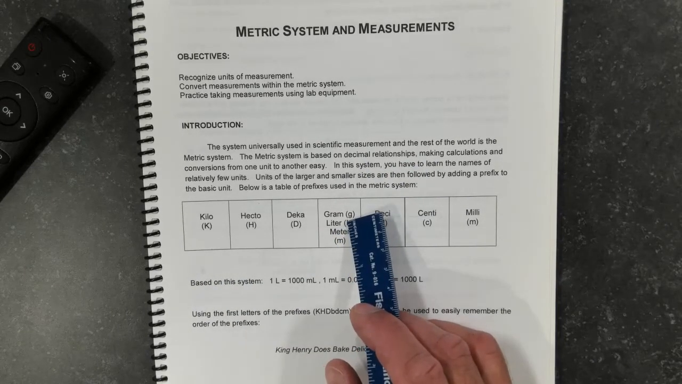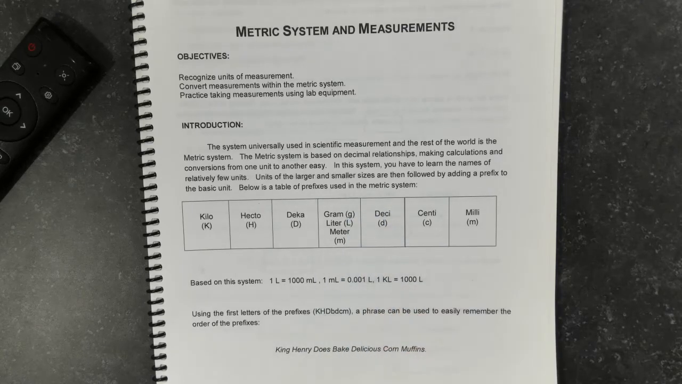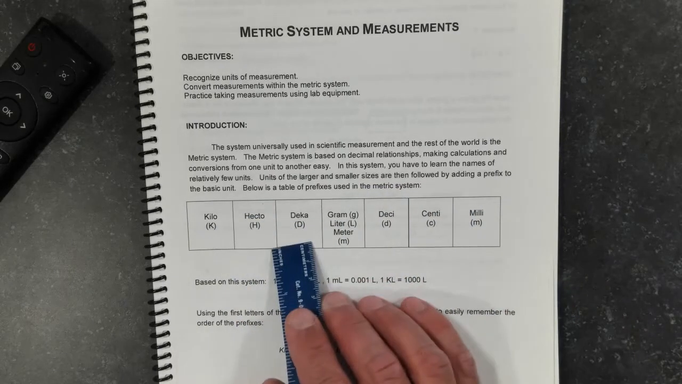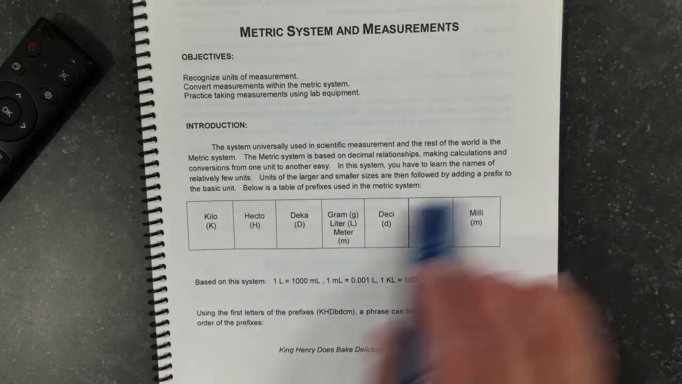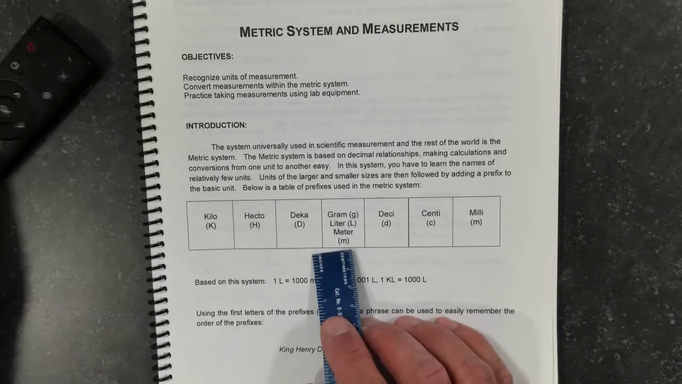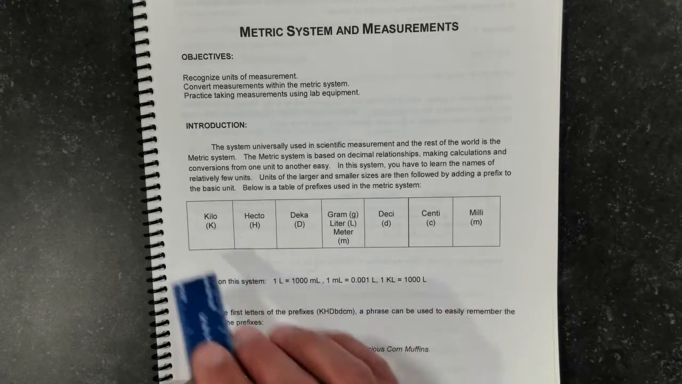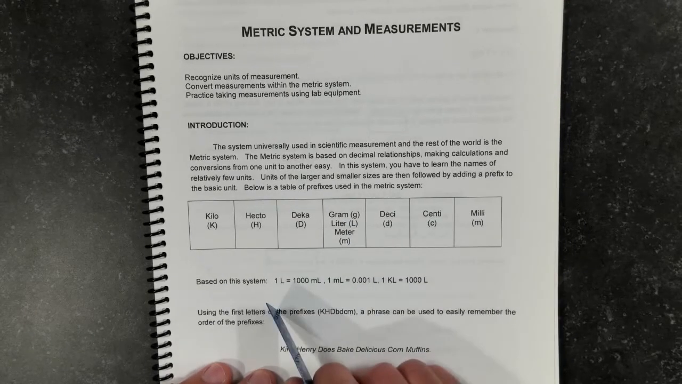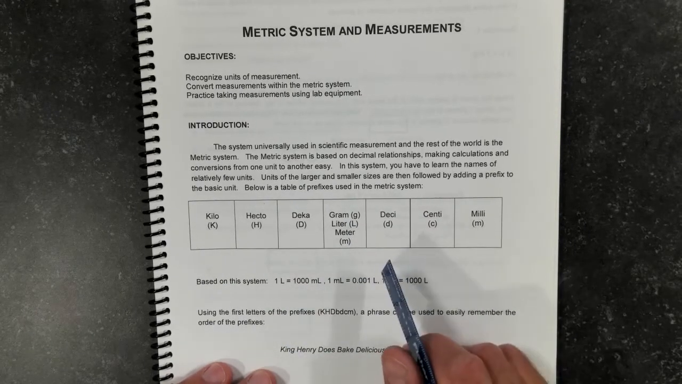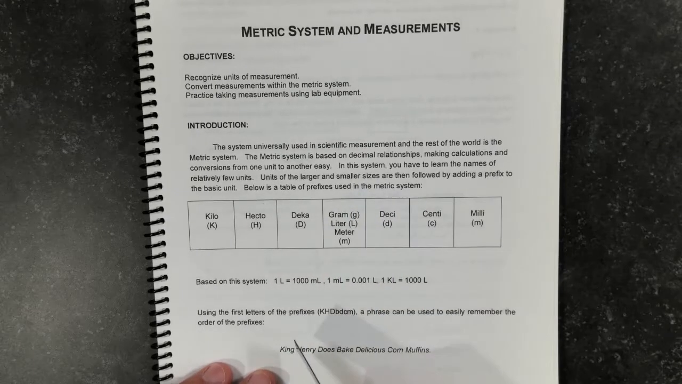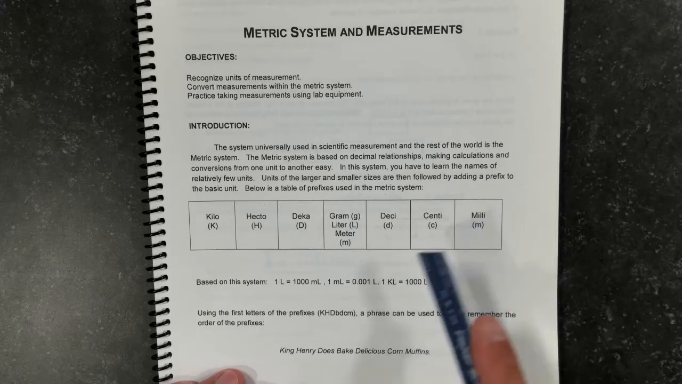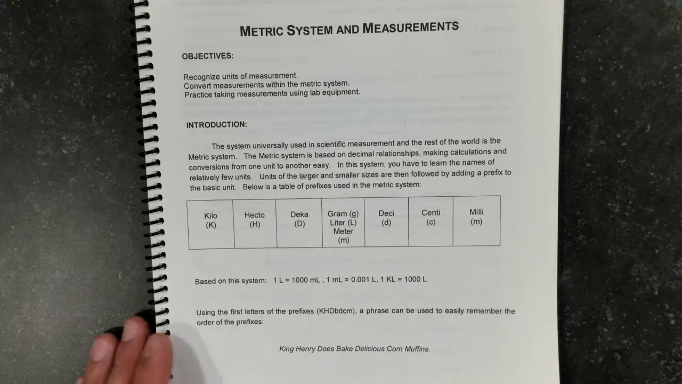You need to learn the names of a few units in the metric system, and you can create units of larger and smaller sizes by adding a prefix to the basic unit. This is the table of prefixes used in the metric system. Kilo is 1,000 of a basic unit, hecto is 100, deca is 10. Deci is 1/10 of the basic unit, centi is 100th, and milli is 1,000th of the basic unit.